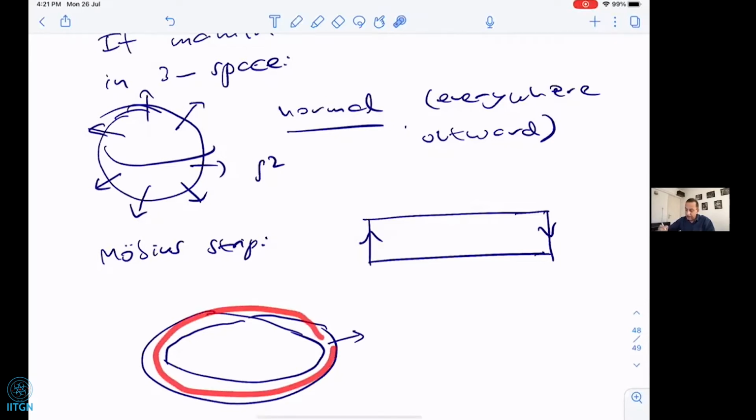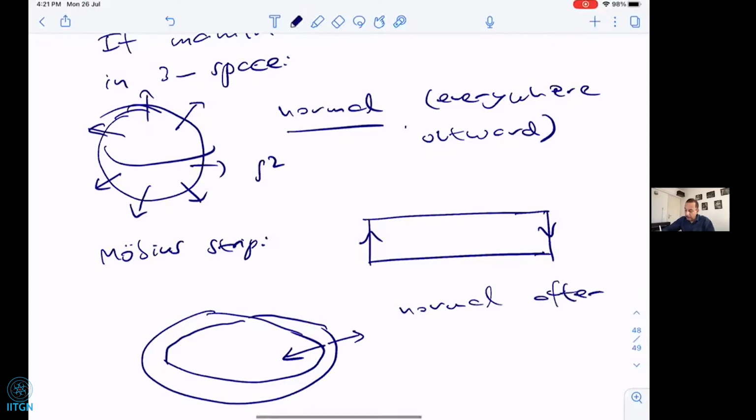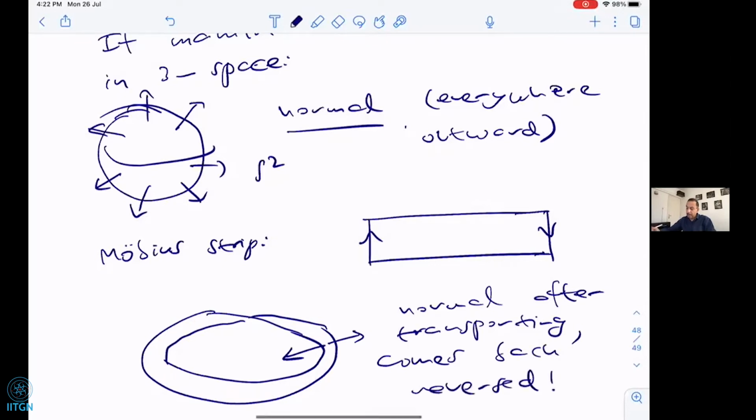Like this. Then when I come back, the same vector is pointing this way. So the normal after transporting around comes back reversed. Okay. So if this was the original normal n1, eventually I get minus n1 after going round. And the reason for that is the twist. You see that there's a twist here, and that twist is causing the normal, in a continuous manner going around this manifold, to come back to minus itself.